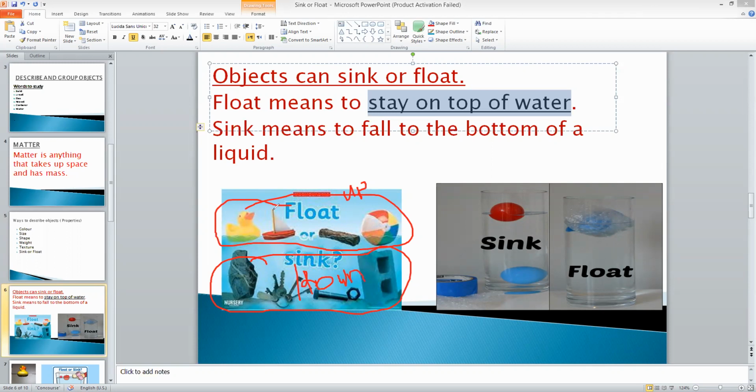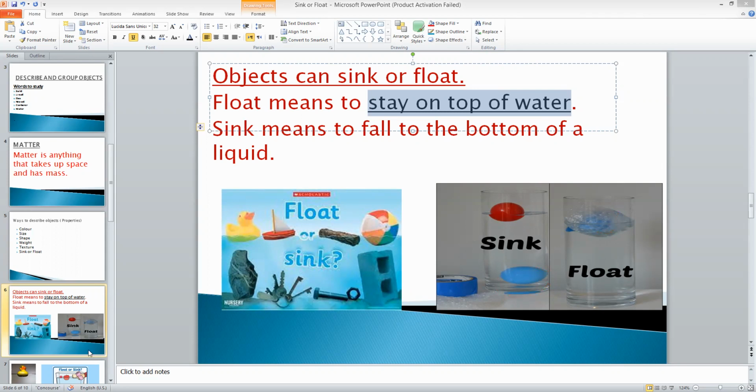So some objects can float while some objects can sink. Sink means to fall to the bottom of a liquid. Liquid is water. Don't worry, I'm teaching you that also, the three states of matter. So look at this picture also. This is sink, float, sink, float. So some objects can sink and some objects can float.